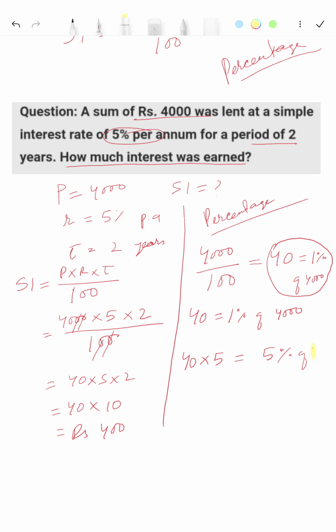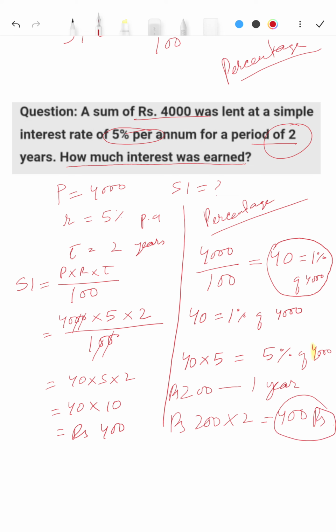5% of 4,000 is equal to 200. So rupees 200 is equal to 5% of 4,000, which is for 1 year. Now since we have 2 years here, this rupees 200, you just multiply with 2, you get 400 rupees. So if you see here, this is based on the simple interest formula. This is based on the percentage rule.